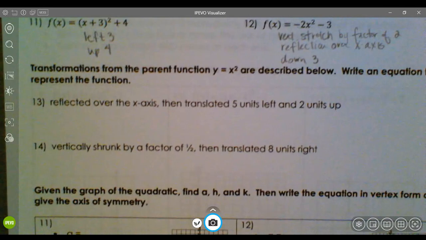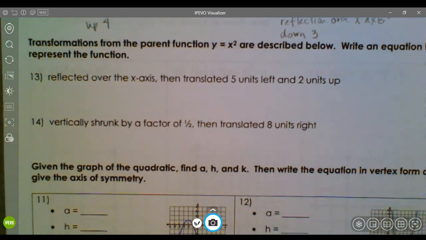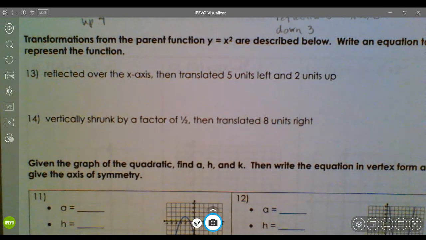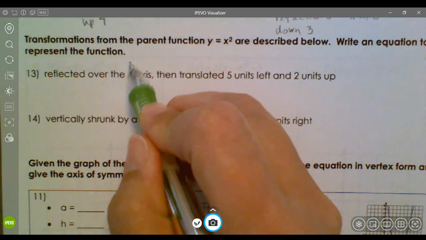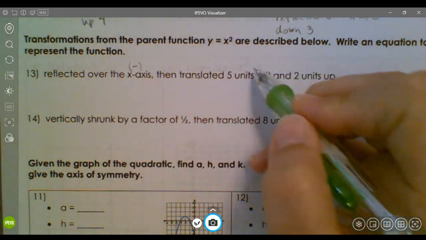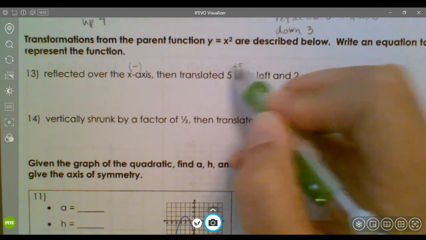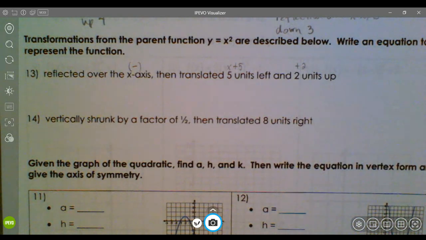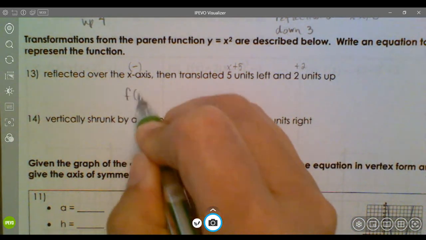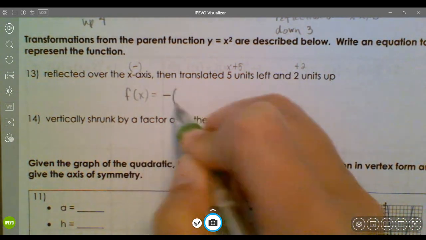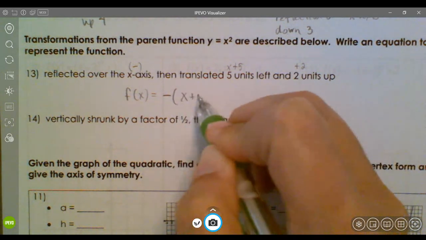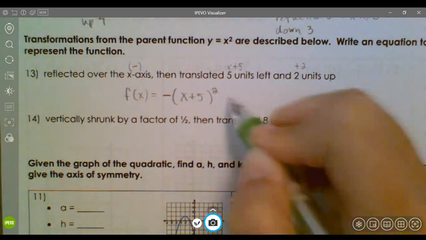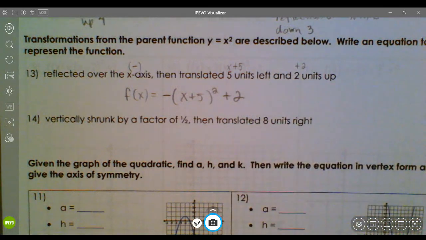All right, transformations from the parent function are described. Write the equation. So we reflect over the x-axis. That means we're going to have a negative. 5 units left means we're going to add 5 to the x, and then 2 units up says we're going to add 2. So it looks like my function will be the negative of (x plus 5) squared plus 2.